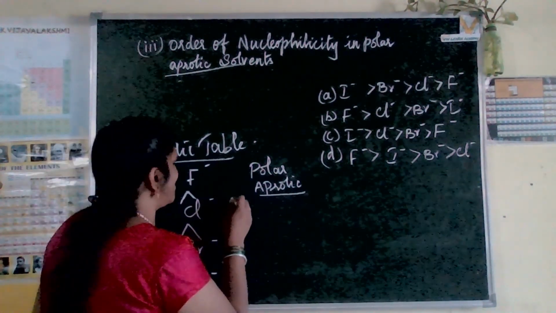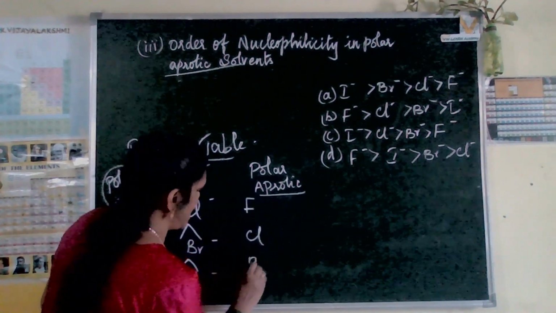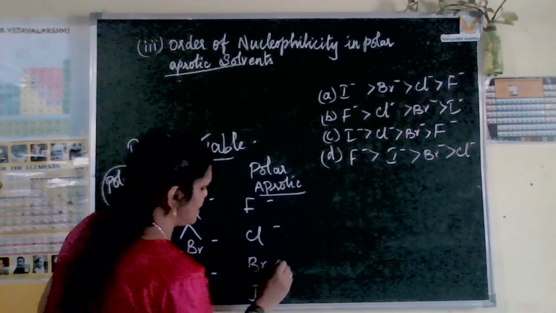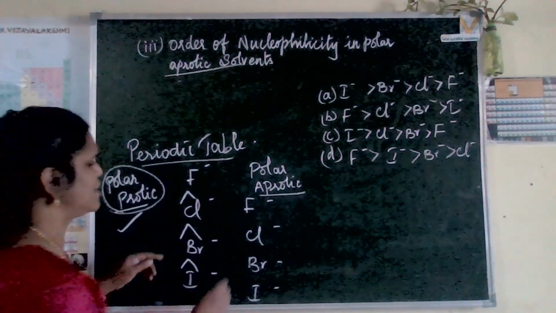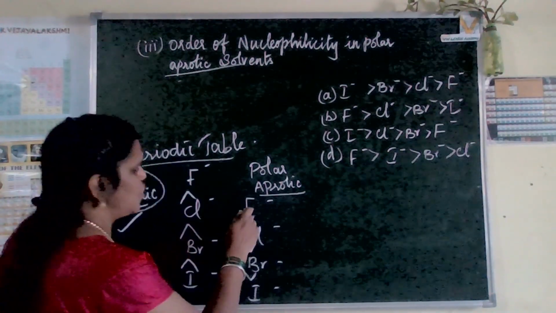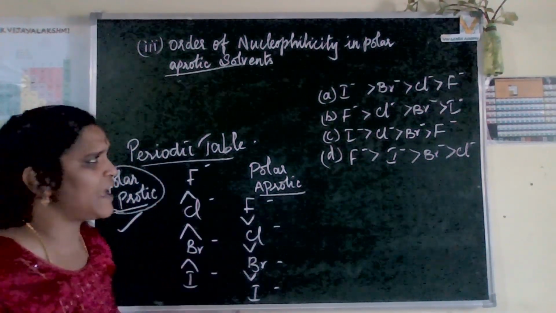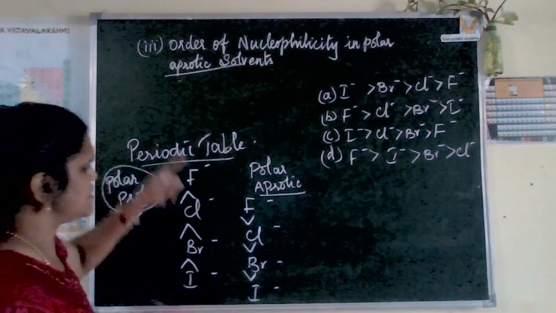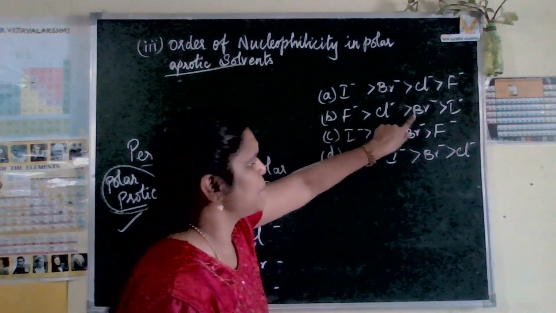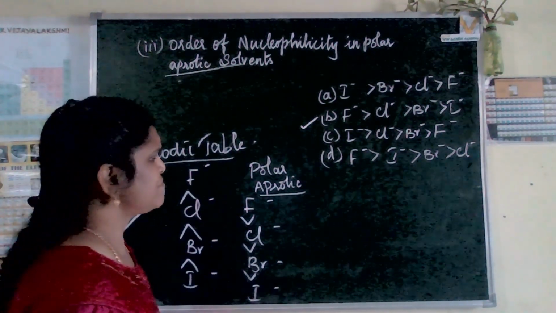So that means here what will be? F, Cl, Br, I. By the time you give that answer, what is the answer you will get? Just this. So F is greater than Cl is greater than Br is greater than I. Now let us go and identify which is correct. F is greater than Cl is greater than Br is greater than I, yes. So the second option is correct.